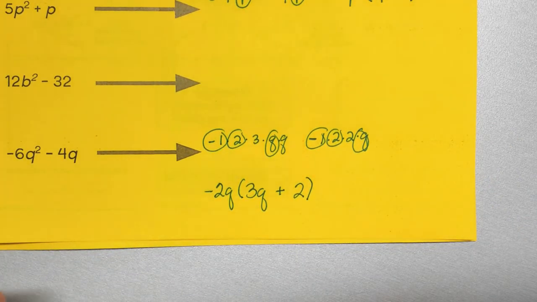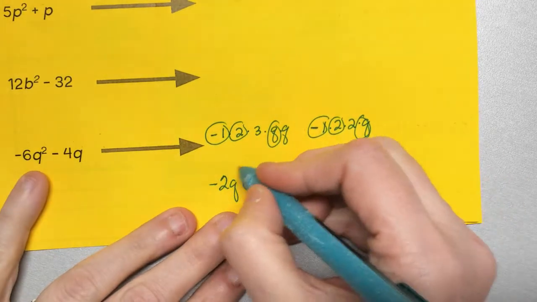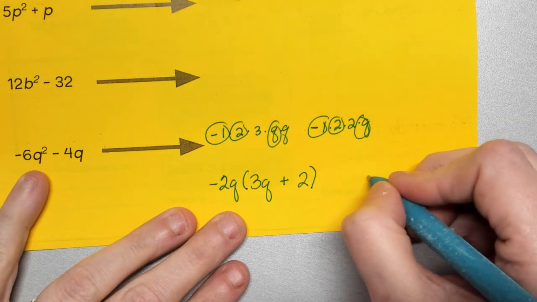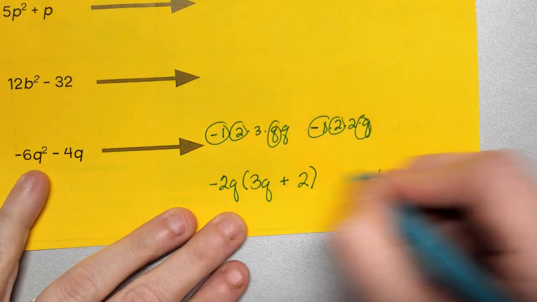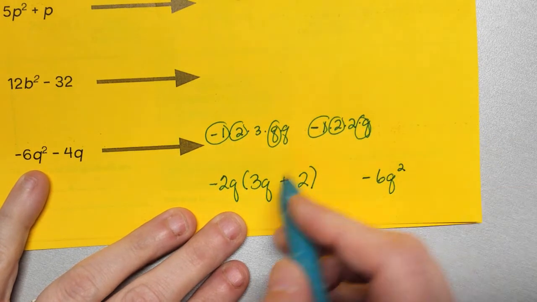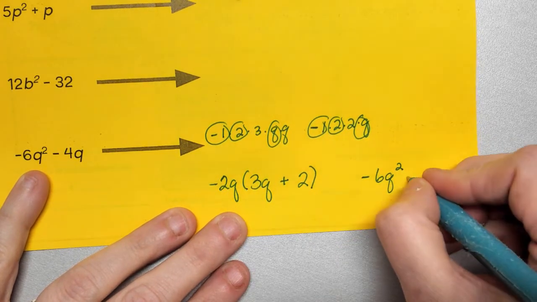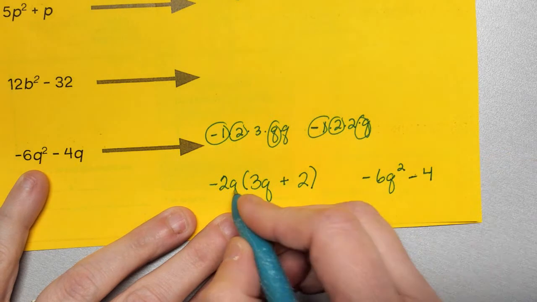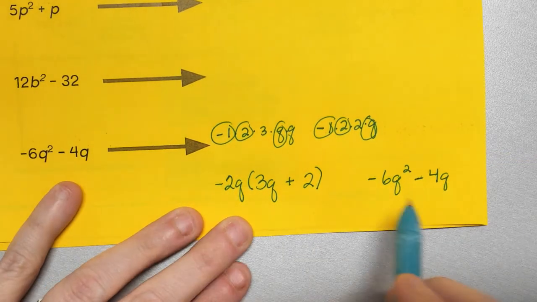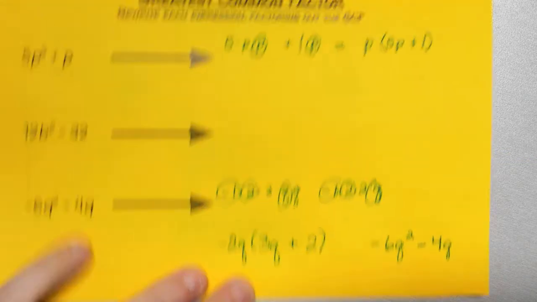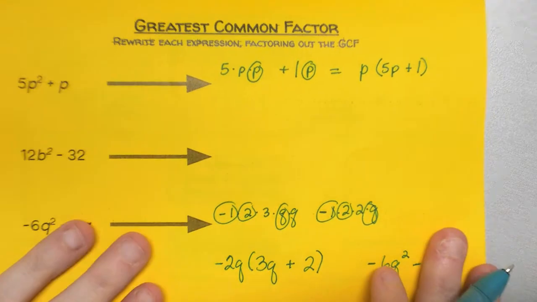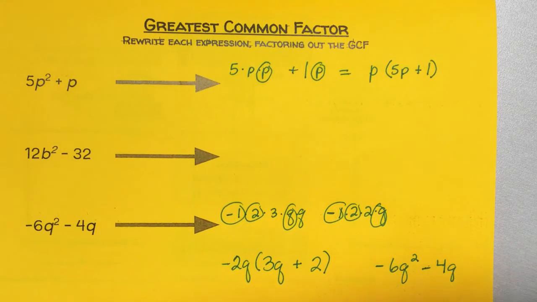Could I distribute this back out and see if it worked? I sure could. Negative 2 times 3 is negative 6. q times q is q squared. Negative 2 times 2 is negative 4, and there's a q. When I multiply it back out, I get the exact same thing. So that's what we're doing with greatest common factor. We're going to practice this a bunch tomorrow.